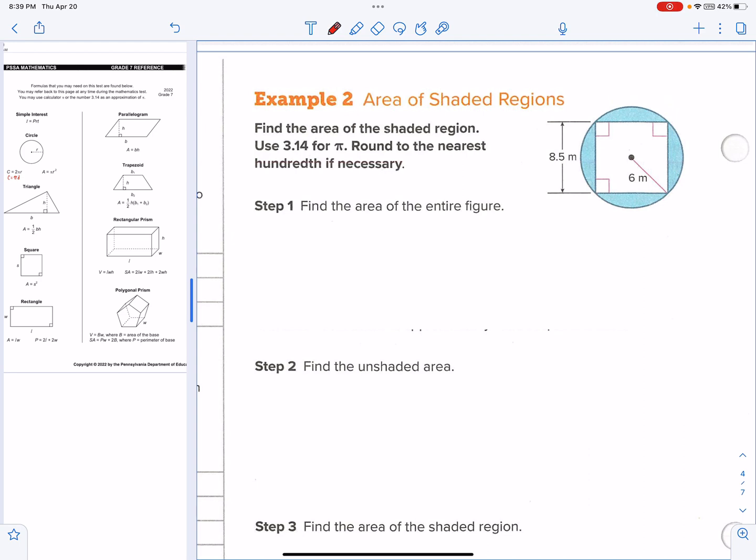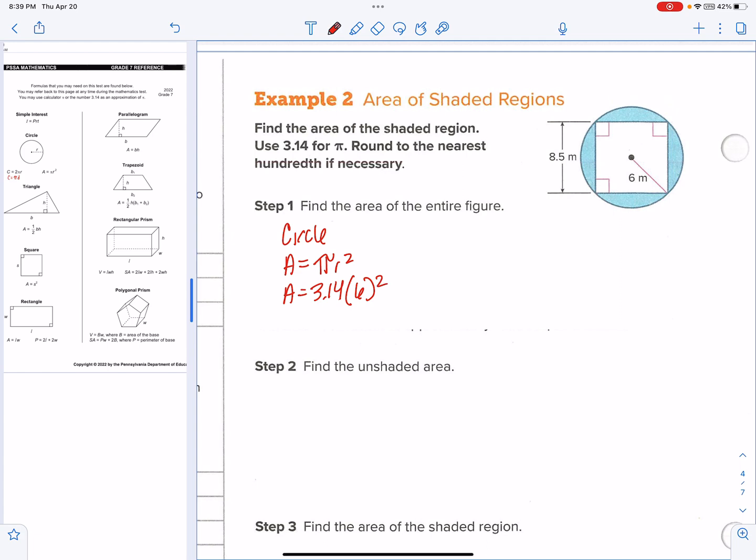All right, so let's go ahead. We need to get the area of the entire figure, and then we'll go ahead and find the area of our white and subtract, okay. So let's go ahead and get the whole circle. So for the circle, area equals pi r squared. Plug in what you know, 3.14. Our radius is 6 meters. That's definitely a radius, not a diameter.